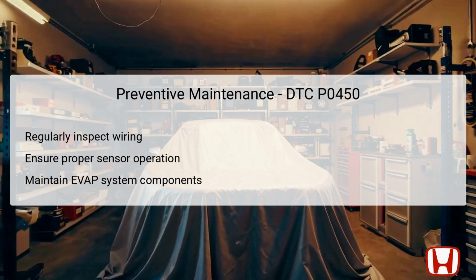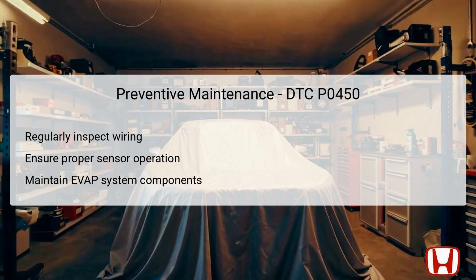Implementing effective preventive maintenance strategies is crucial to mitigate issues related to DTC P0450. Regular inspections of wiring associated with the FTP sensor can help detect potential problems early, preventing future faults. Keeping the FTP sensor and its connections clean and ensuring proper sensor operation are essential practices to prevent sensor failures.